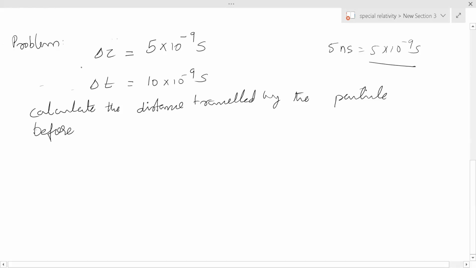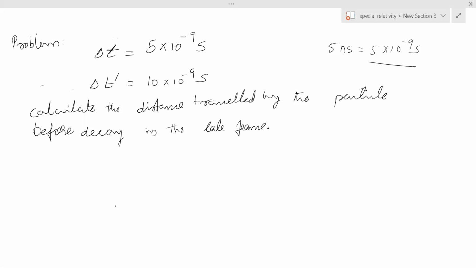Yes. Okay. So, calculate the distance traveled by the particle before decay in the lab frame. Now, you look at this question, right? Maybe we can write this as delta t and delta t prime. Just look at this question. Do we have enough information to solve this problem? Think of a way we can solve it.